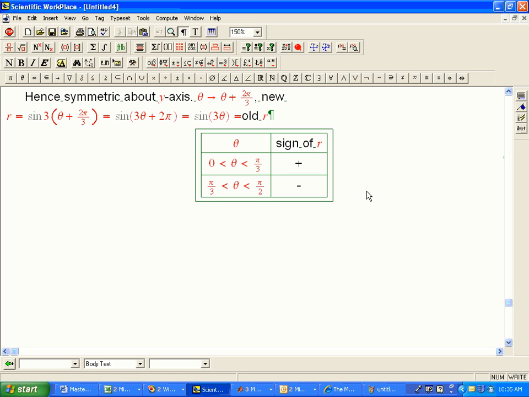And let's write that down. Sine, let's see, if theta equals 0 or theta equals pi over 3, then r equals 0. This is super important, where r equals 0.